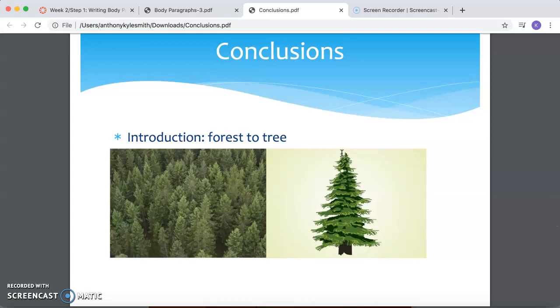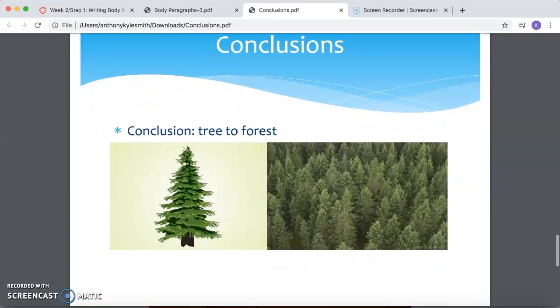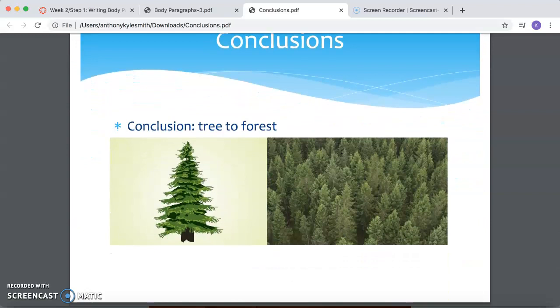So just to kind of visualize this and to recap it, in an introduction, you're going from the forest, something very big, something very general, to something very specific, your thesis statement. You're going to a single tree. So forest to tree. Your conclusion, you're going from a tree, which is your restated thesis, to something very big and grand, and what does this mean for life kind of thing. So you're going from a tree to a forest, something specific to general.